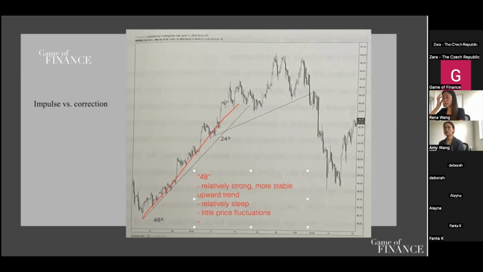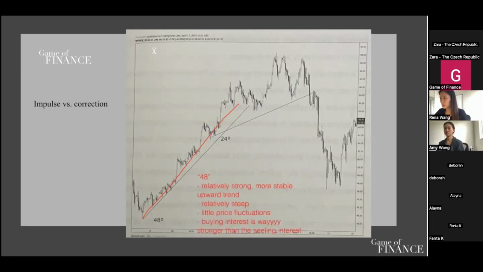And in addition, the buying interest is way stronger than the selling interest. So these are the notes for the 48. Okay, so now let's look at the 24.